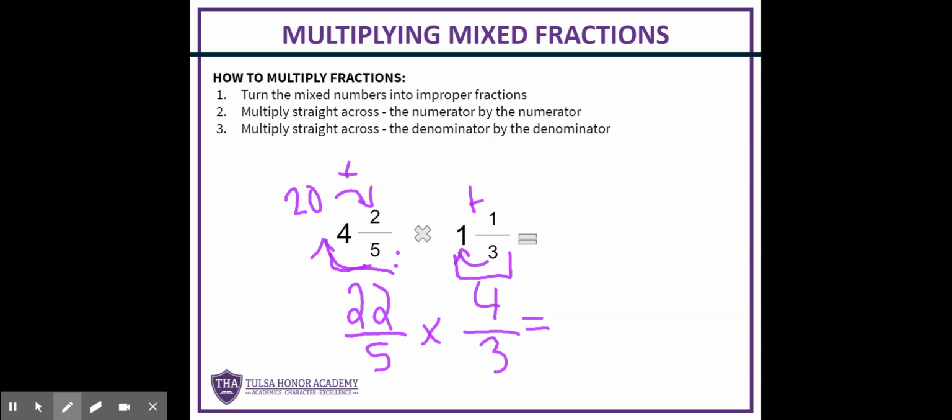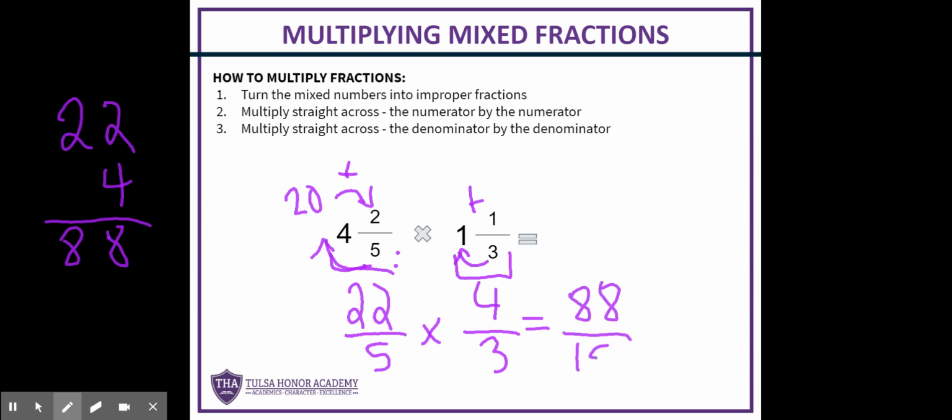So then we just multiply straight across, so we do 22 times 4. I don't know that off the top of my head, so I've got to work it out. 4 times 2 is 8, so we get 88 over 5 times 3, which is 15. So it'd be 88 over 15 is our answer for this problem.